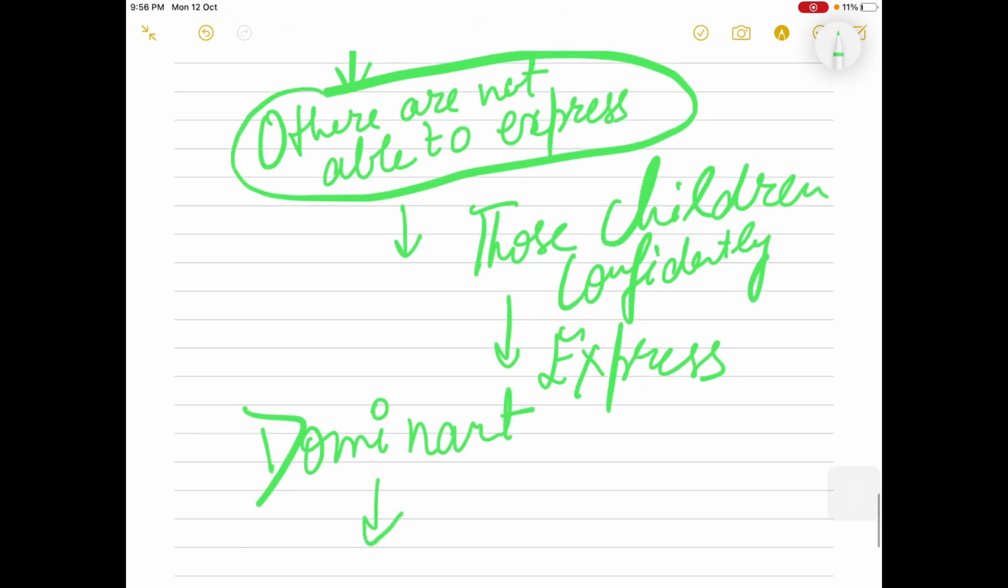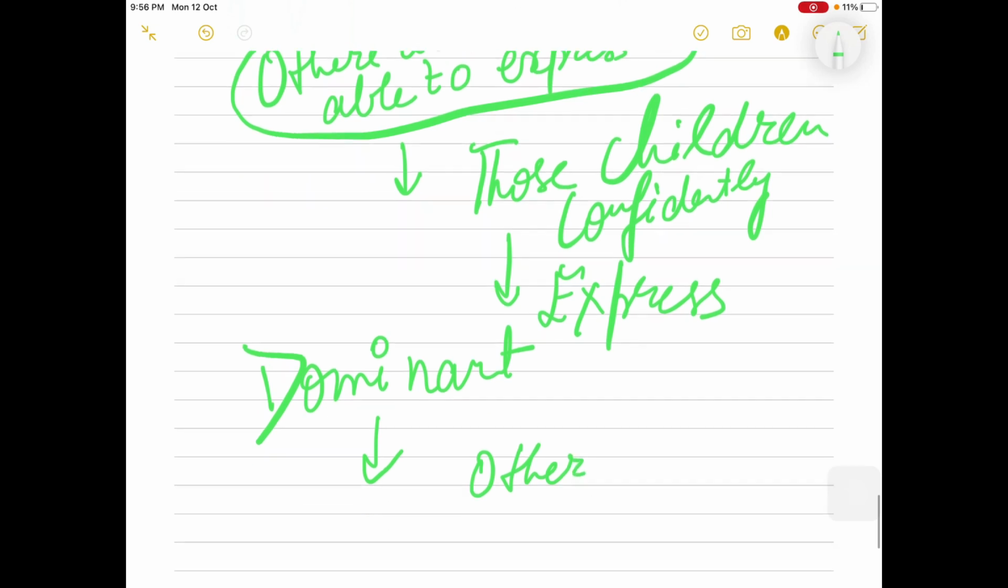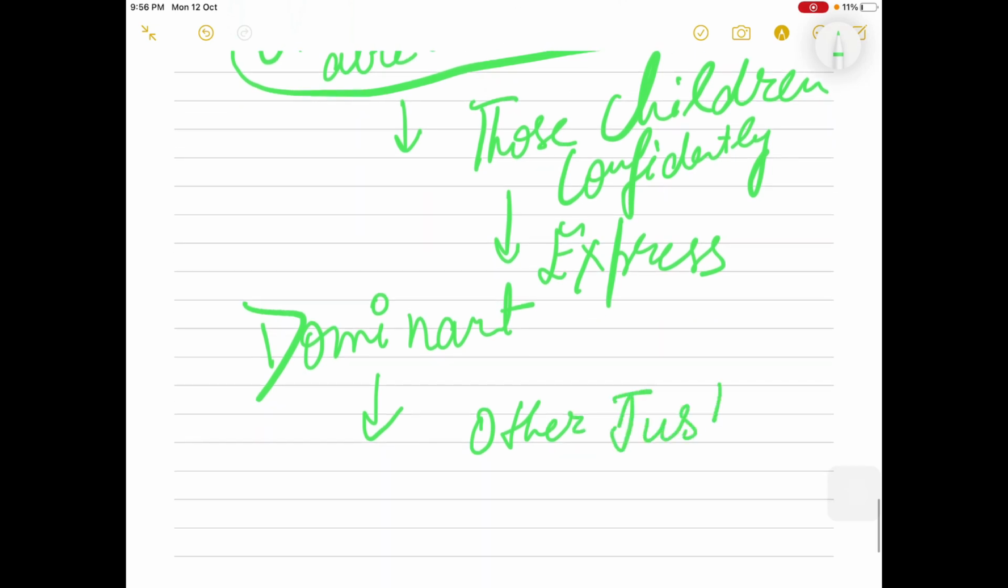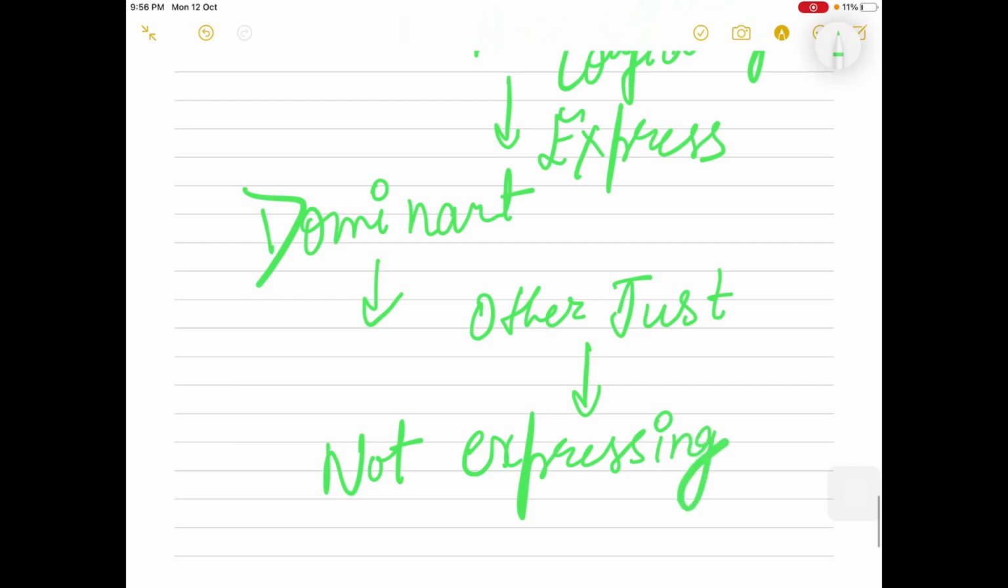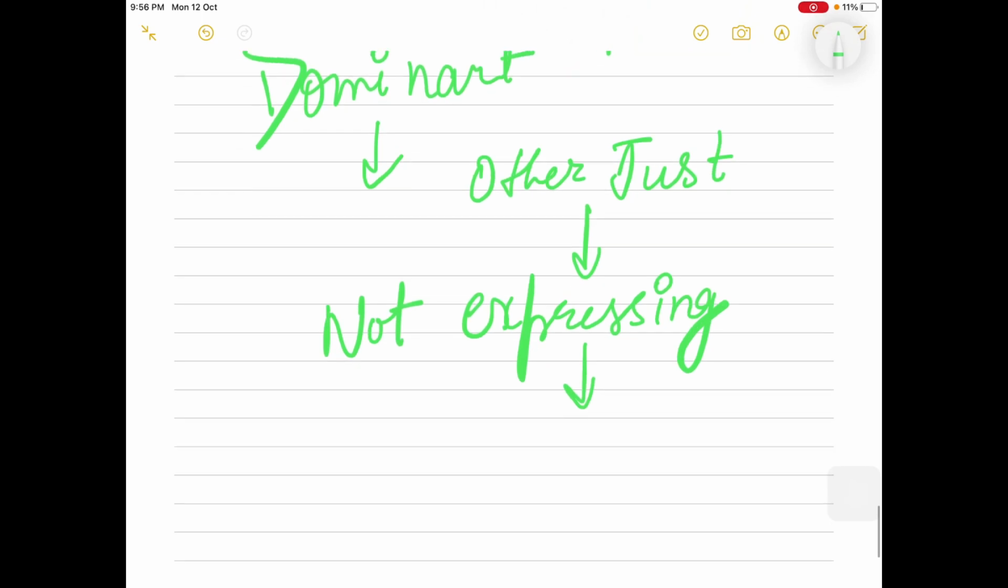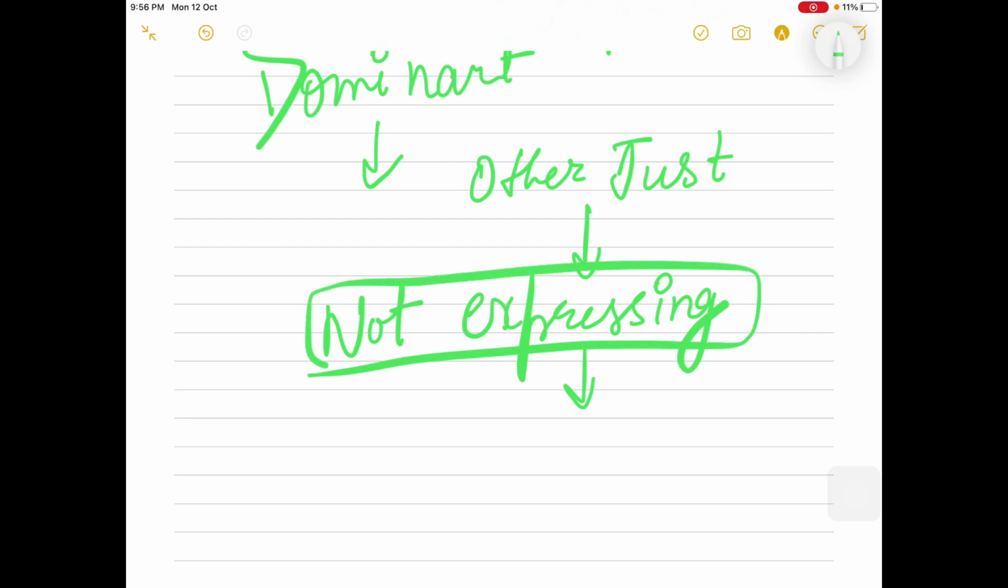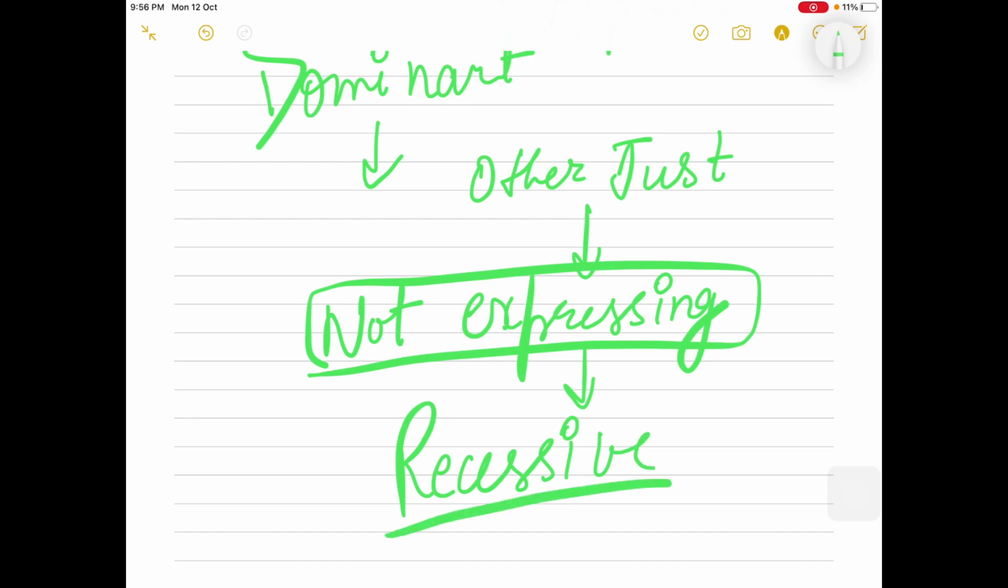And others who are just sitting in the class, only listening, not expressing themselves, because when they do not give answers, the teacher will never be able to know whether they have understood or not. So those who are not expressing will be known as recessive, right?